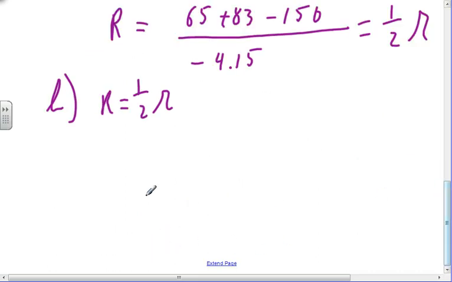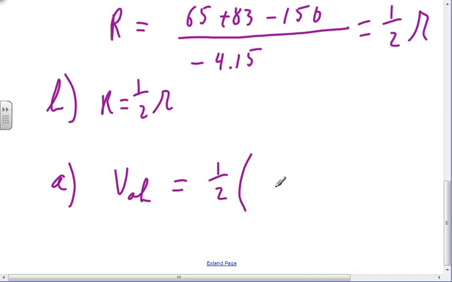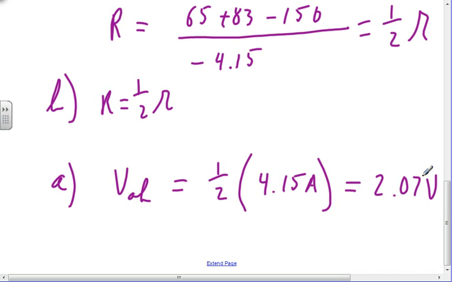All right, well, what's the voltage, the A answer, the voltage A to B, is going to be 1/2 ohm times the current, 4.15 amps flowing through it. So that'd be 2.07 volts. And that's the answer to A. And that leaves me enough time to build it in Multisim and see if I'm right.